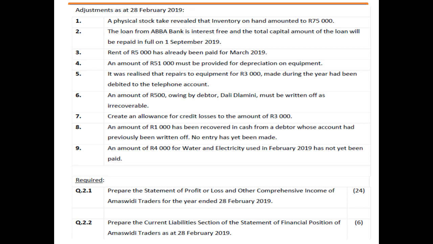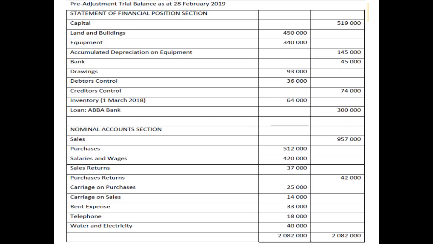So if you go to the trial balance, we can find incomes under which section? Under this section. Can you see now? There are two sections. Under the first section, which is the statement of financial position, these are the assets, owners' equity, and liabilities. But under nominal is where we find incomes and expenses. So when you are dealing with the statement of profit and loss, start with the incomes, from the nominal section. Sometimes they don't give you the sections, but you must know which ones are incomes and which ones are expenses.